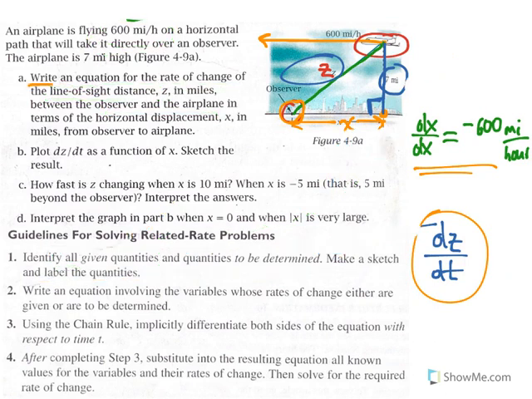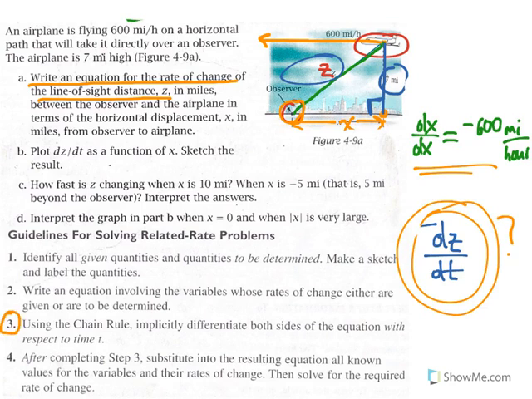What we want to do is to write an equation for the rate of change of the line of sight distance z. In other words, this is our question, that's what we're after. But we won't get to that until we get to step 3. We've done step 1, but we can't get to what we want until step 3. There is something that you have to do before that, and this is an equation that does not involve any rates of change.